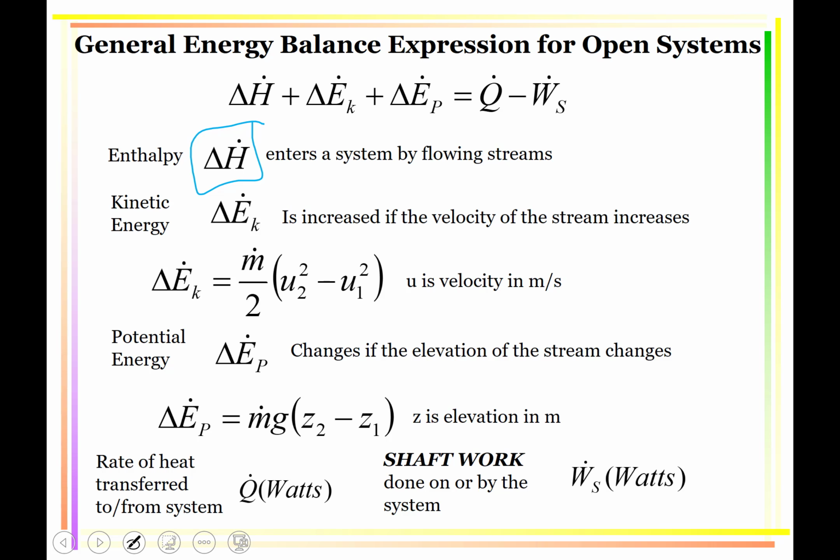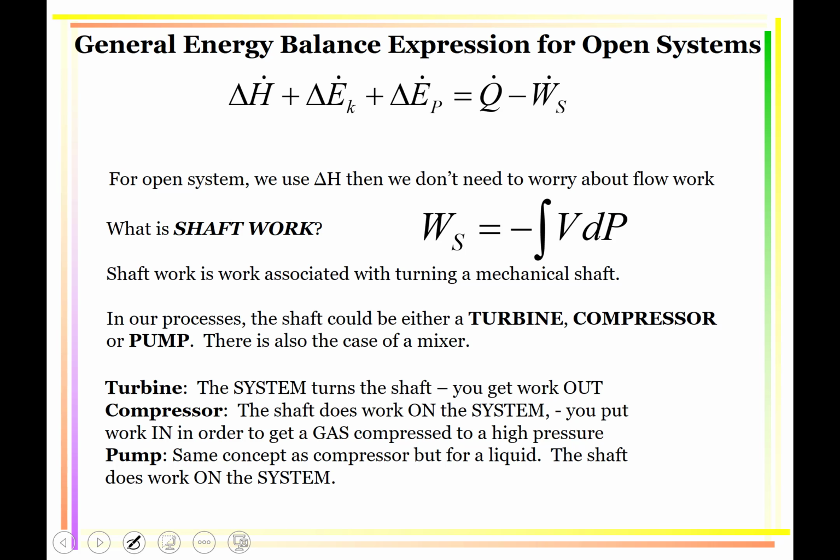So what is shaft work? Shaft work for a system can be calculated from the integral of minus V dP. Again, if the work is done by the system, then it is positive. If the work is done by the system, then we find that the pressure change is negative, but however, the work is going to be positive. You will see how this comes out as we do our calculations.